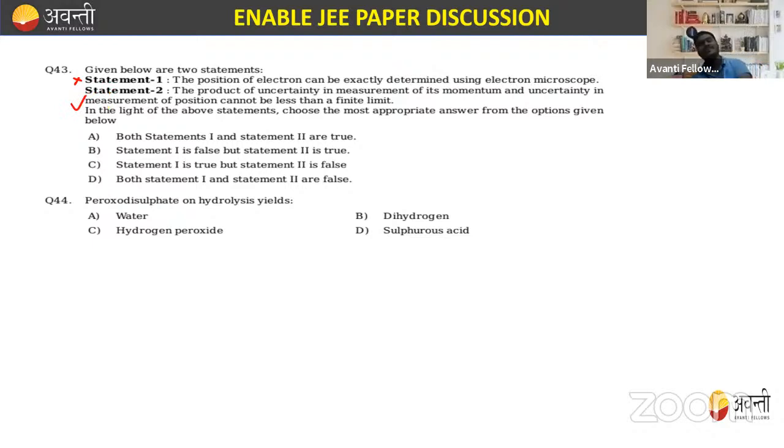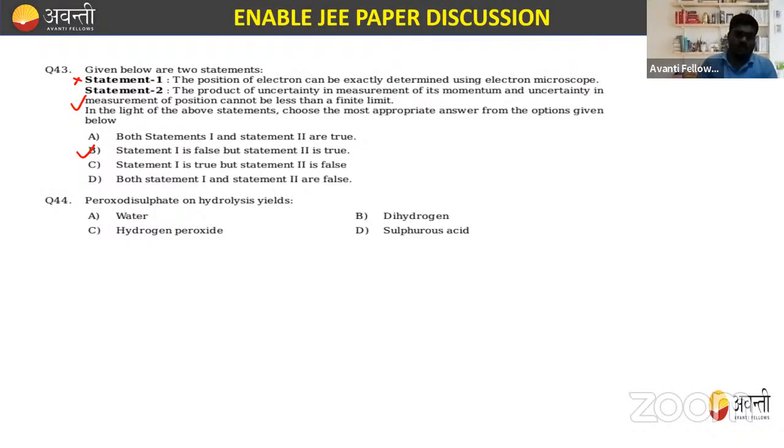It is always less than a finite limit, right? So both statement 1 and statement 2 are true? No. Statement 1 is false, and statement 2 is true. The correct option is B. So for question 43, the correct option is B, right?